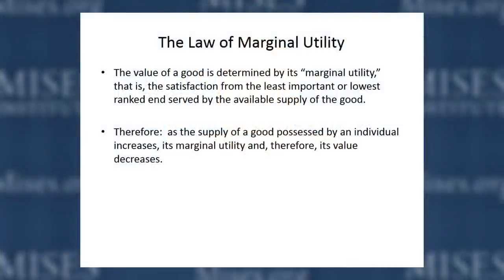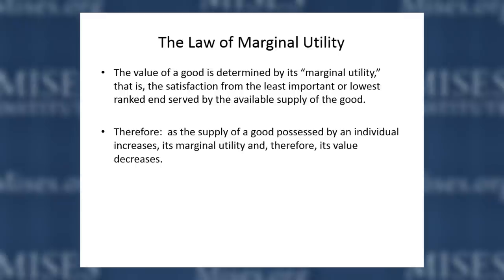Is it the value of all? Is it the value of the highest need that these five sacks of wheat fulfill? Is it the average value of the five different ends that this wheat could serve? How do we determine the value of it? So let me give you the definition of marginal utility, and we'll give an example of how Menger answered that question. So the value of a good is determined by its marginal utility.